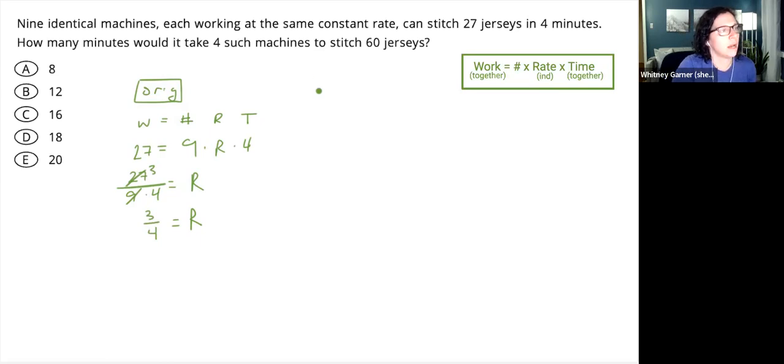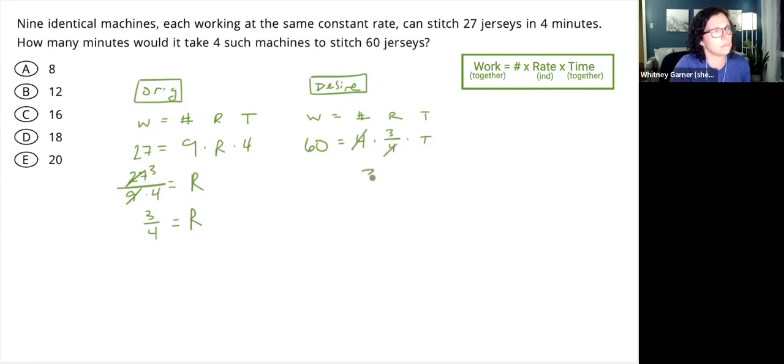Now my desired condition, what the question wants, how many minutes. So again, work equals number, rate, time. How many minutes would it take 4 machines at a rate of 3/4 to do 60 jerseys? The 4s cancel. 3T is 60. And therefore, T is 20. 20 minutes.